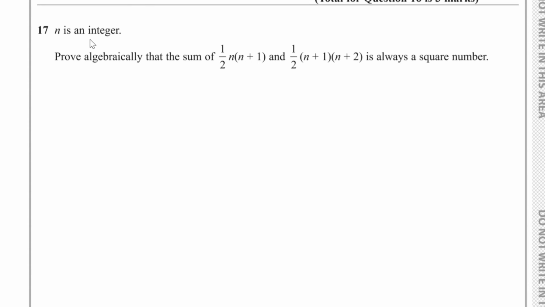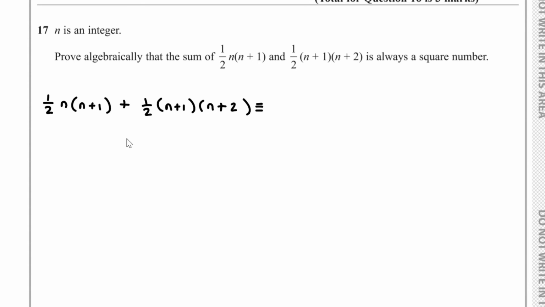Question 17, n is an integer, and we have to prove algebraically that the sum of 1/2 n lots of n plus 1 and 1/2 n plus 1 lots of n plus 2 is always a square number. Well, let's find out the sum. So far, we've got 1/2 lots of n lots of n plus 1 plus 1/2 lots of n plus 1 lots of n plus 2.